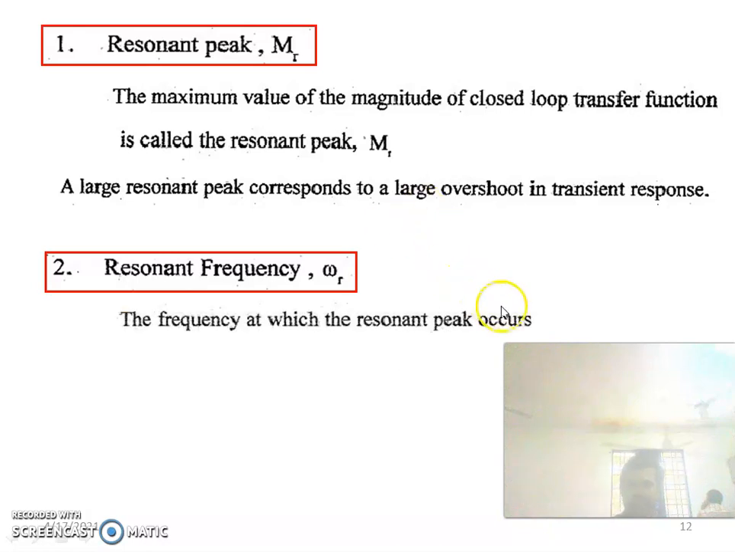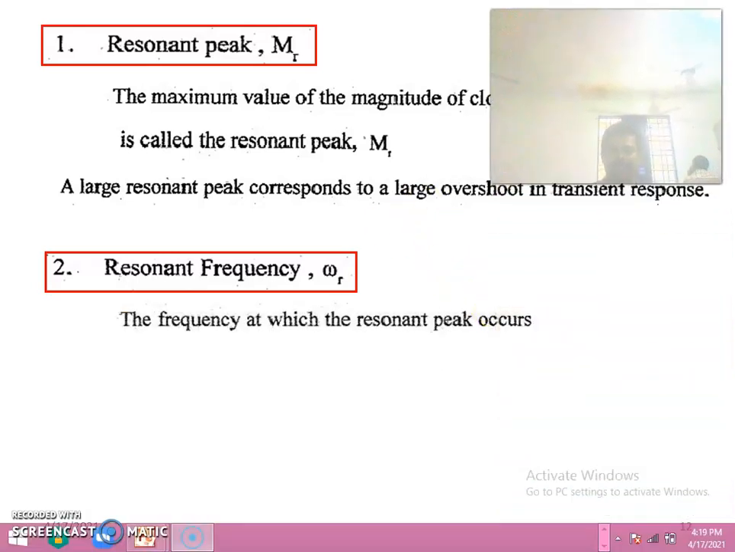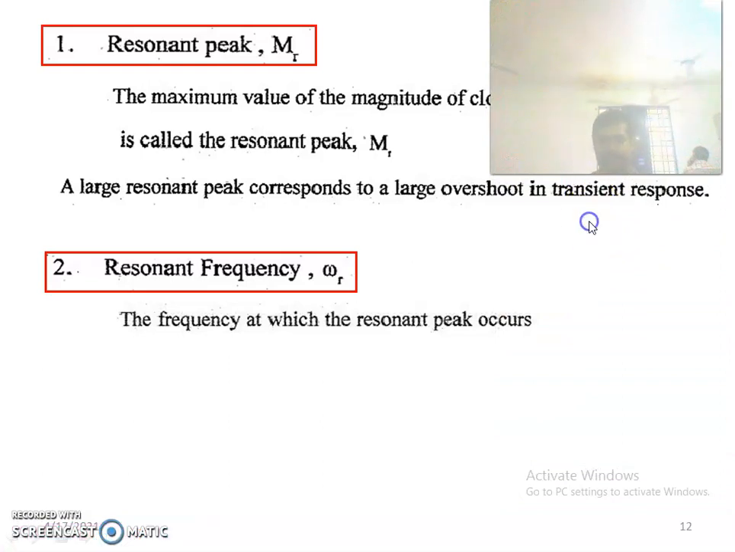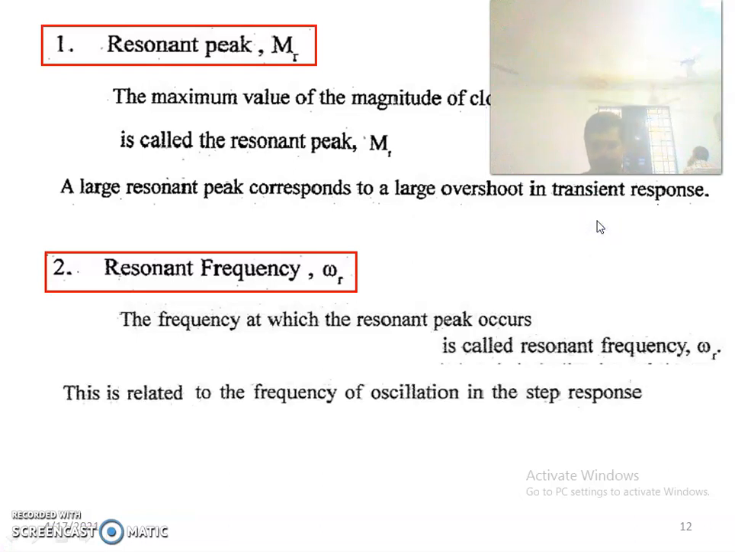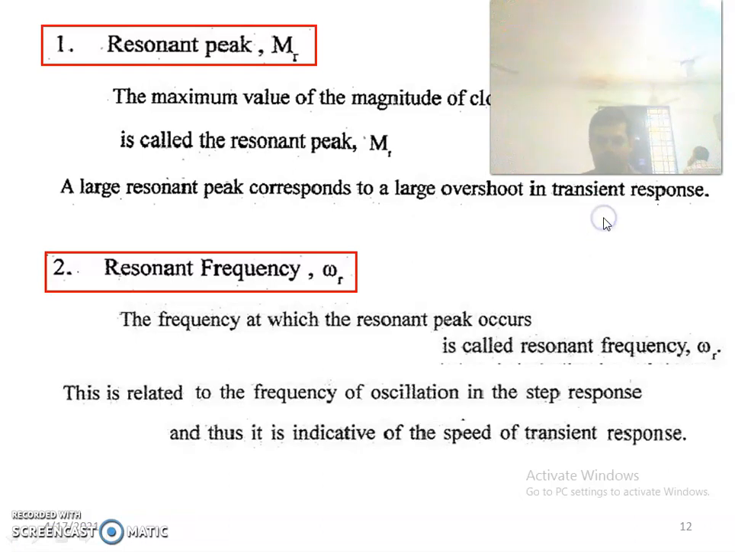The next one is resonant frequency. The resonant frequency is the frequency at which this resonant peak occurs. Actually, this resonant frequency is related to the frequency of oscillation in step response, and thus it is indicative of the speed of transient response. So, this resonant frequency indicates how fast our response is.